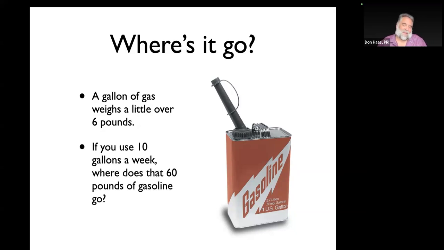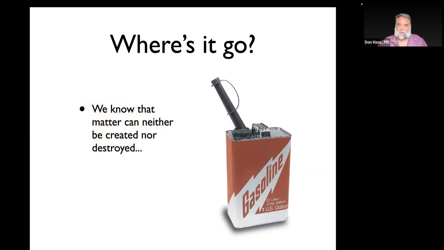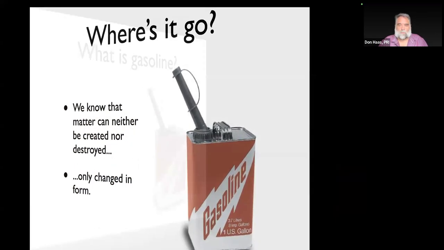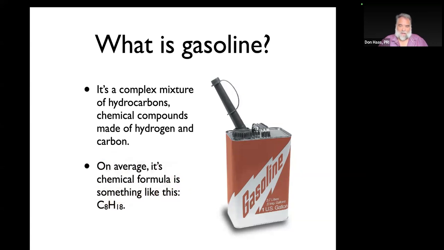That means if a gallon of gas weighs about 6 pounds and you use 10 gallons a week, that means 60 pounds of gasoline is disappearing from your gas tank. And we want to think about where it goes. We know from middle school science that matter can neither be created nor destroyed, only changed in form. And we need to know what gasoline is in order to figure out where it goes. It's a complex mixture of hydrocarbons, which are chemical compounds made of hydrogen and carbon. And on average, its chemical formula is something like C8H18. The chemists in the room might recognize that as octane.